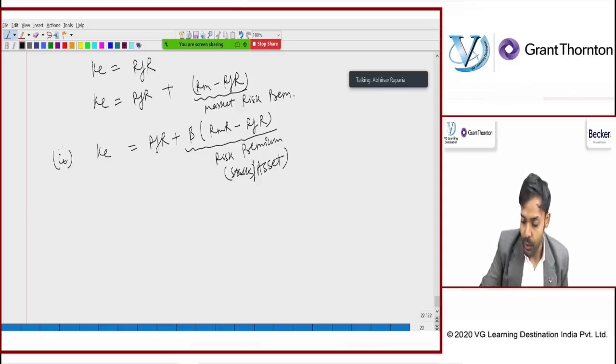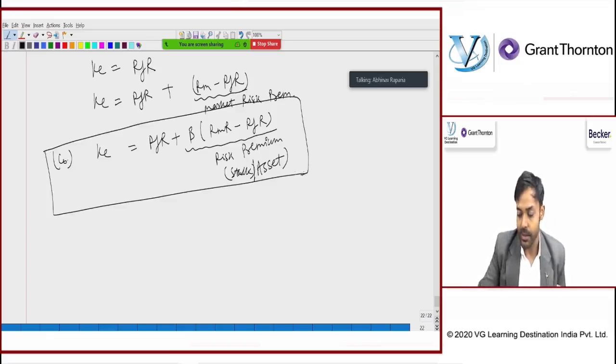When you're calculating the cost for the company, that is why you use this formula, and that is why the return for the investors is the cost for the company. So this is the method that you apply for calculating the CAPM method and for the cost of equity. Okay.